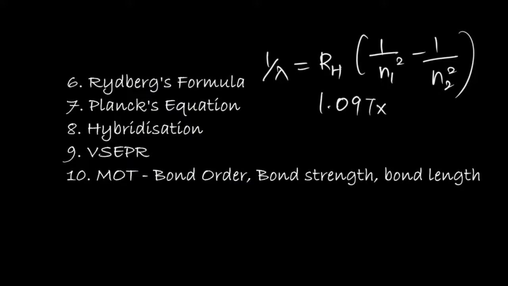1.097 into 10 to the power 7 meter inverse. Okay, and what kind of questions can be asked? Calculate the wavelength of the spectral lines, determine the energy levels involved in the observed transitions, or straight application based of this formula, and calculate the energy during the electron transition kind of questions. These questions you can expect from this single formula.